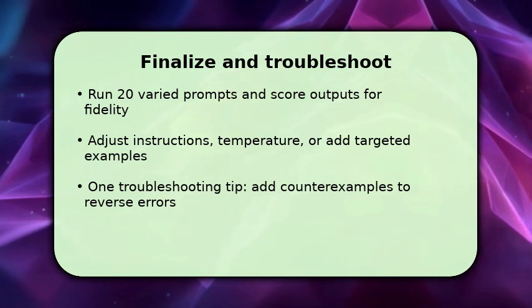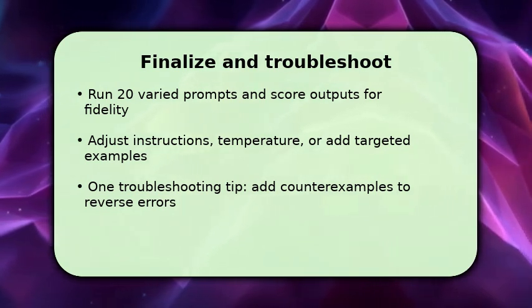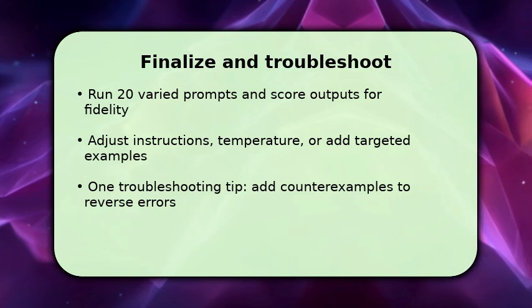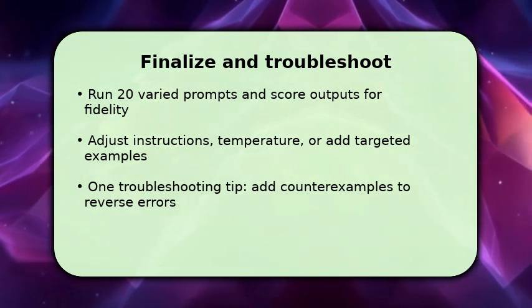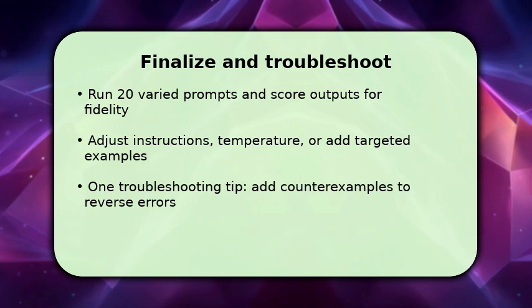If things go wrong, persistent errors, or hallucinations, add clear counterexamples showing wrong versus right responses. That single technique often flips model behavior back.